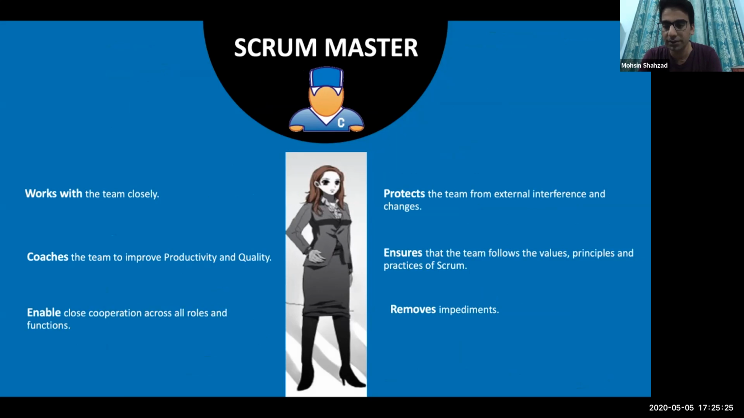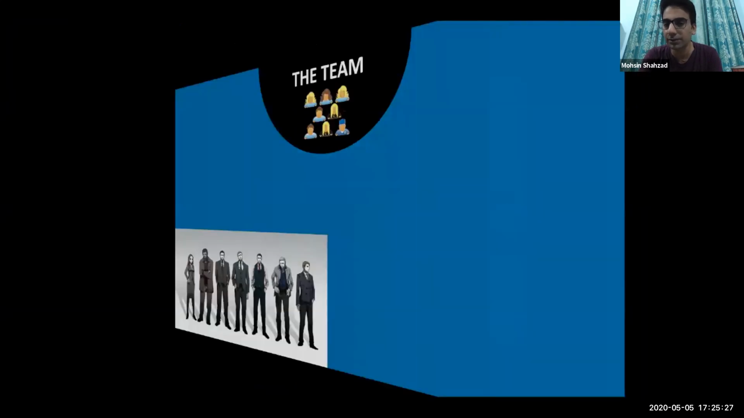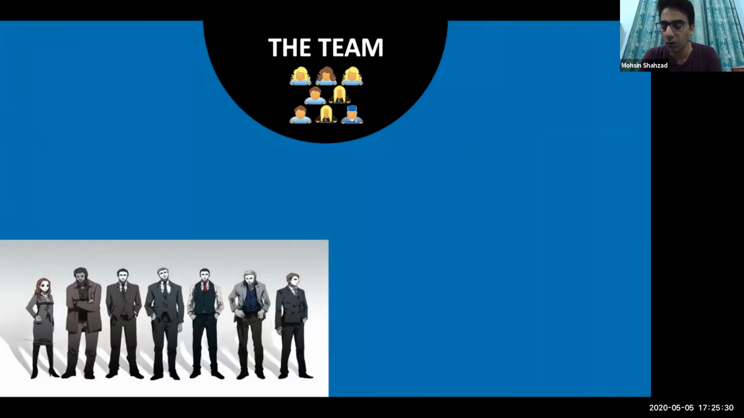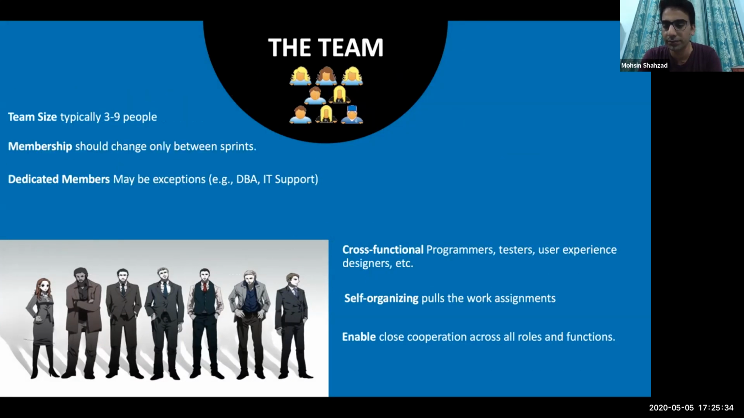And the third role is the team. The team includes everyone, all relevant stakeholders who are required to do the job. That includes anyone, from any industry, any person. So there are no particular labels or designations. This is only a team. We need people who can work on a particular task.